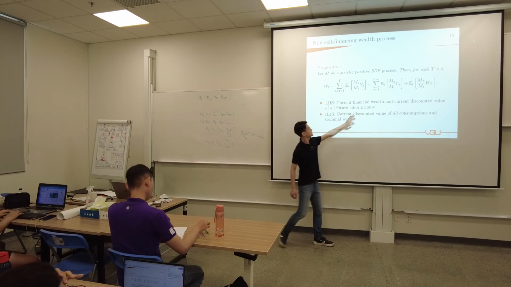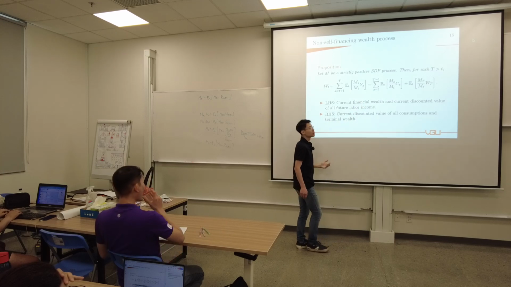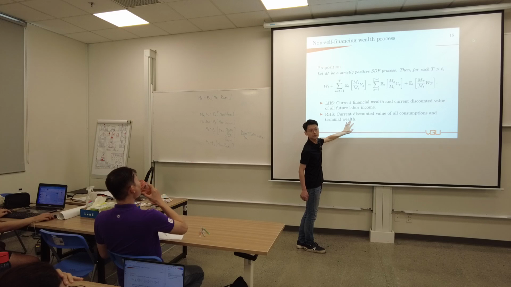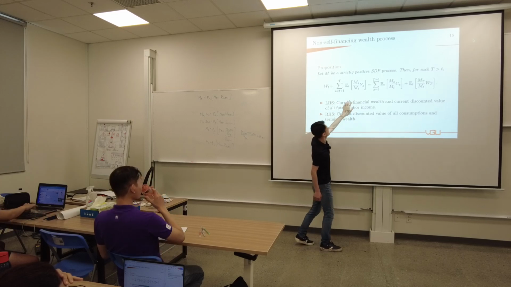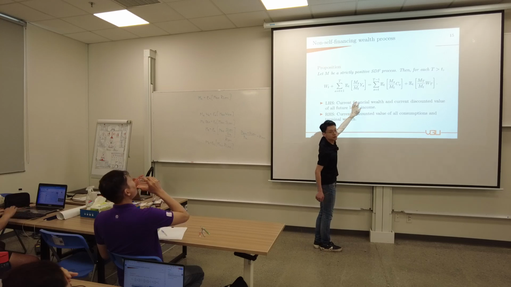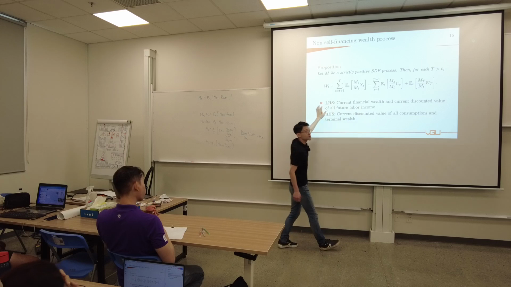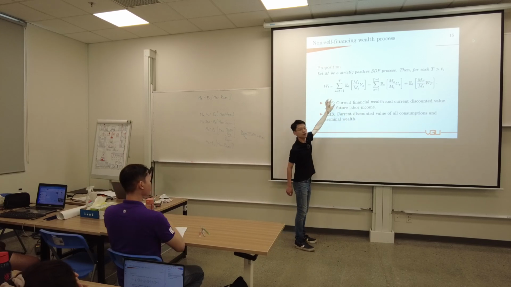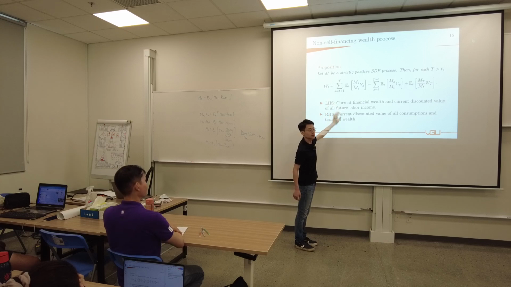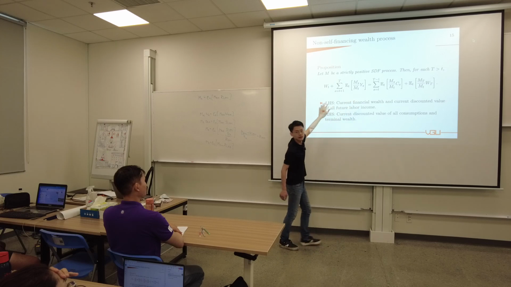How do we price YS? How do we price some future income? We price it with the SDF process. And we want to discount them back to time t, so we use MS over MT to discount the YS. So on the left-hand side, it is the total value, the total worth of this person. It is the total discounted value of all his future income and his wealth.